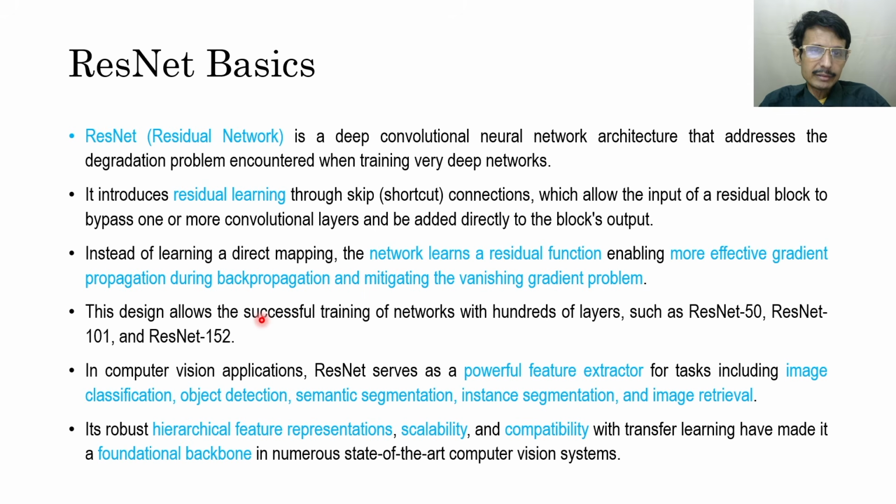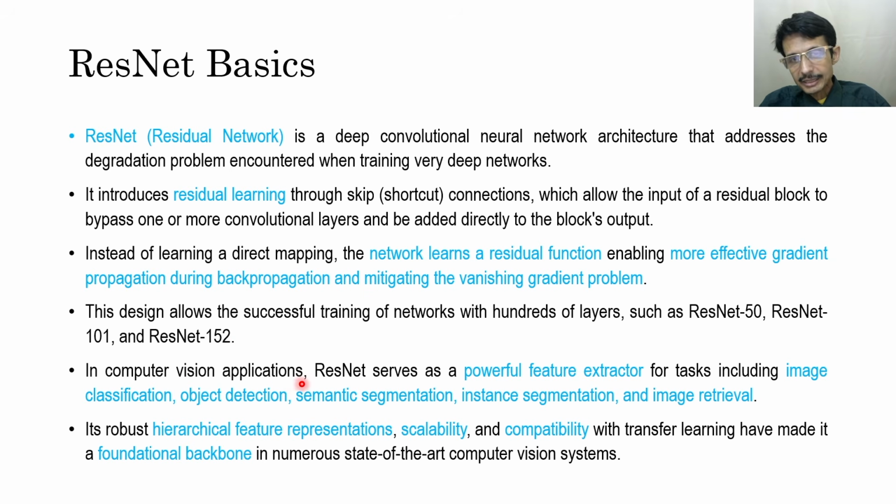Now, as a very naive discussion, this ResNet has different variants. ResNet 50, which is 50 layers. ResNet 101 is 101 layers. ResNet 152 is 152 layers. You can understand how many layers. It's a very deep network.